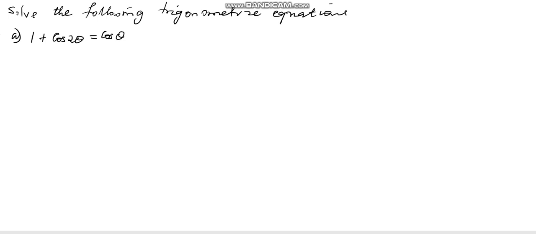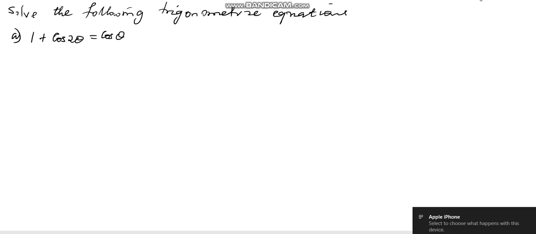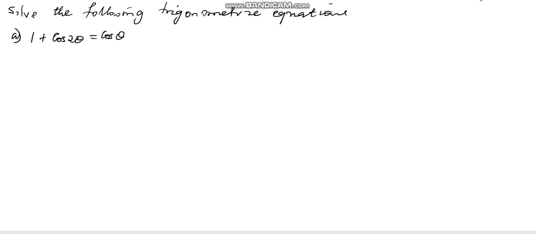Solve the following trigonometric equations. So this is the first equation that we have here. We have 1 plus cos 2 theta equal to cos theta. So what we're going to do here is find the identities for cos 2 theta, then make a substitution. Cos 2 theta is a double angle identity, and it has 3 identities.